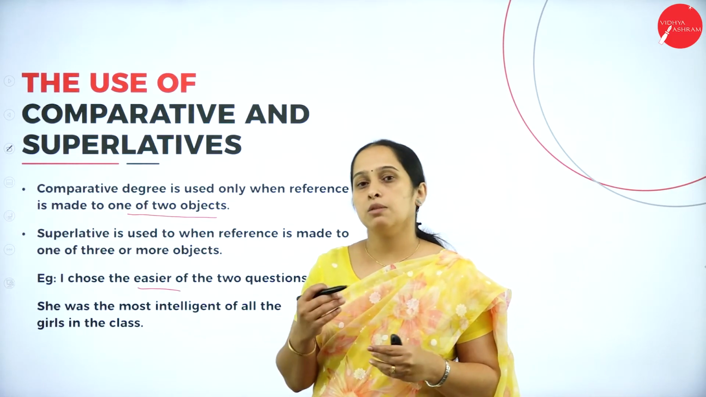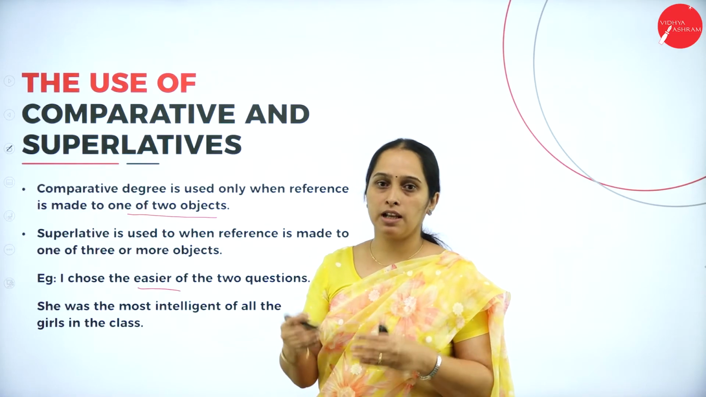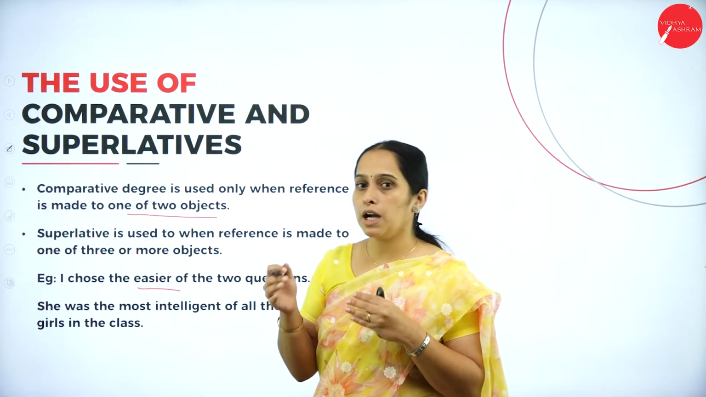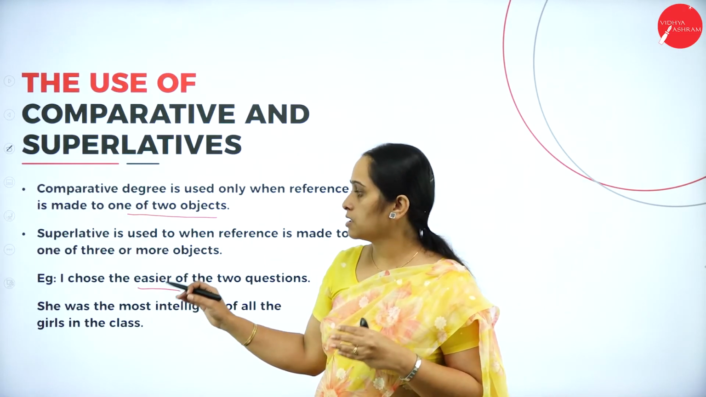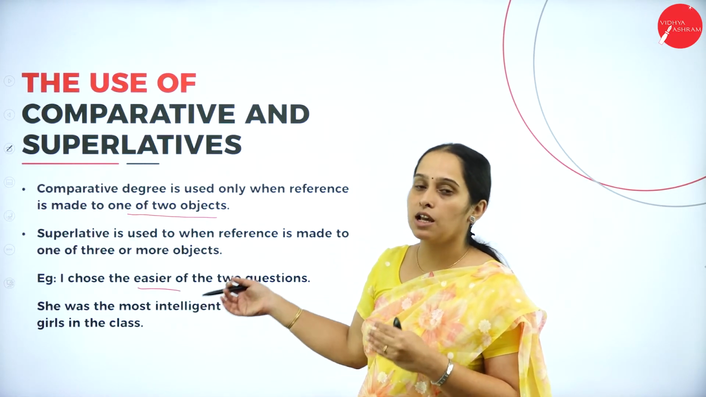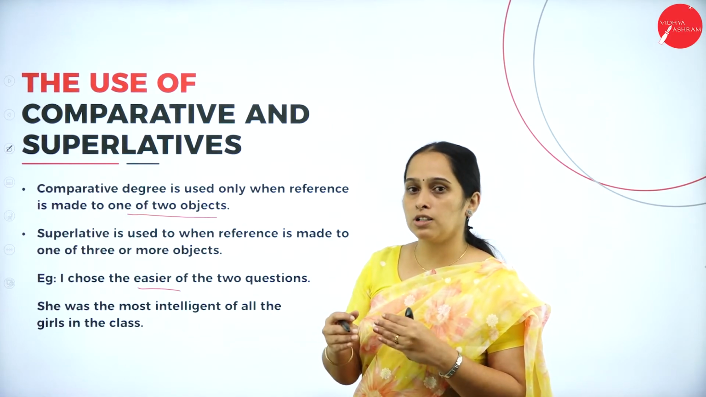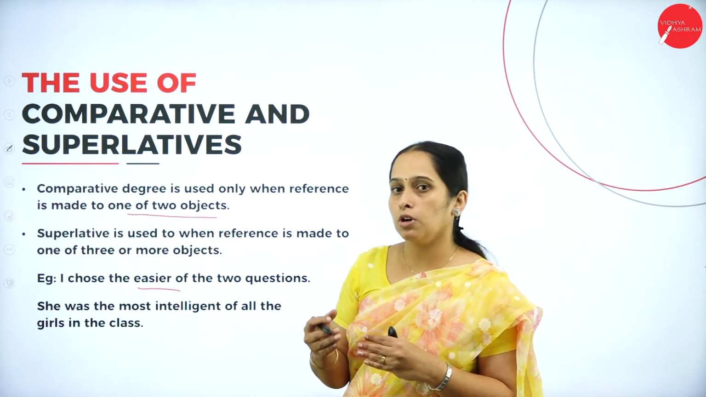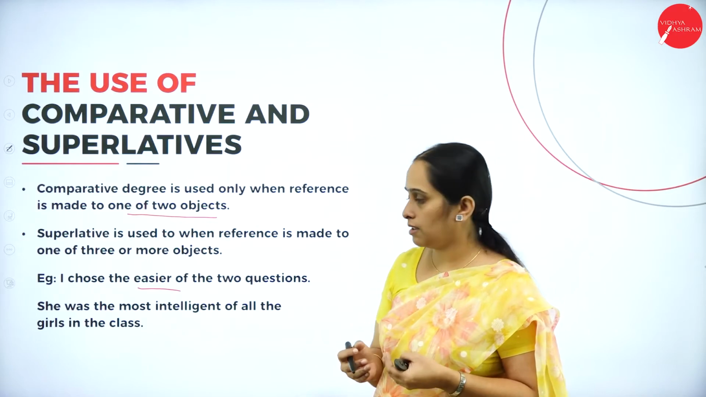In the girls, there may be so many girls, right? Maybe 10, 15, 20. So among them, only she was the most intelligent. So here the reference is made to more than two, three or more than that.